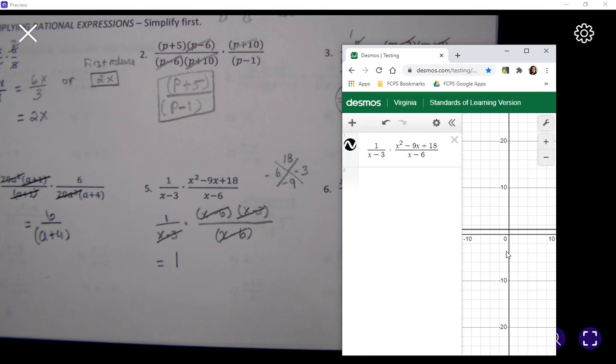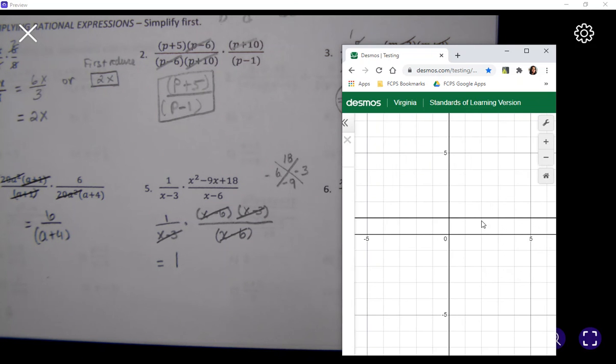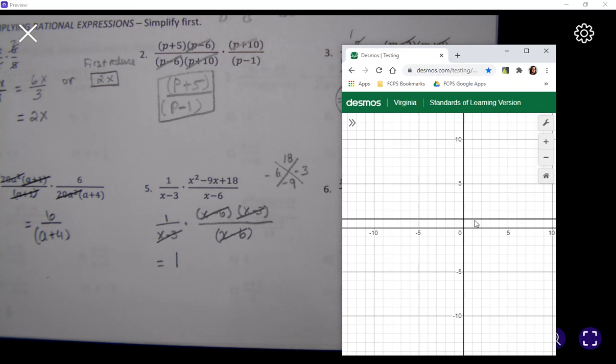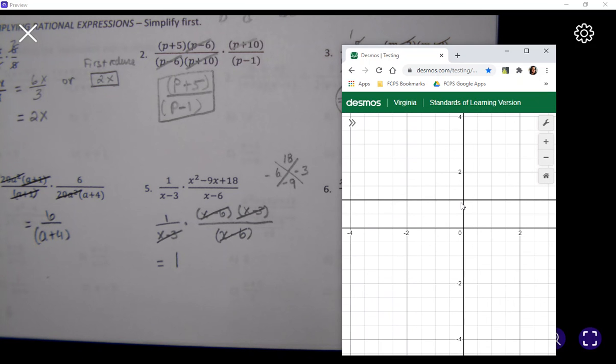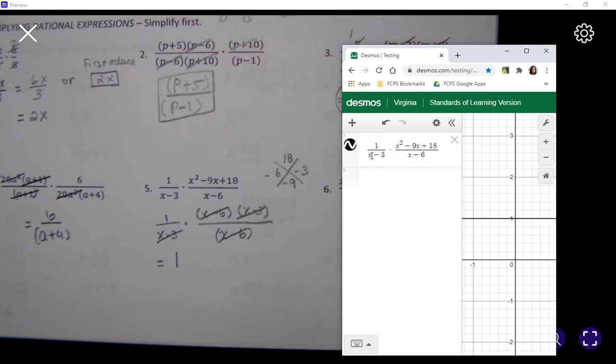And now it's giving me a graph here. Well, how do I know that this is the right number, that it's equal to 1? Well, notice that it puts this line right here at 1. Okay? That's kind of a hard way to see this.